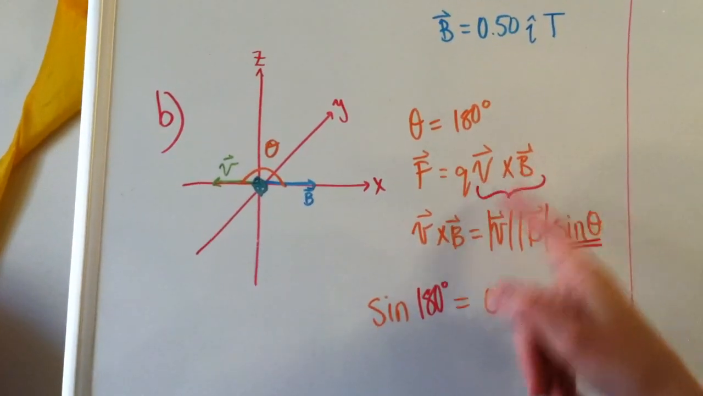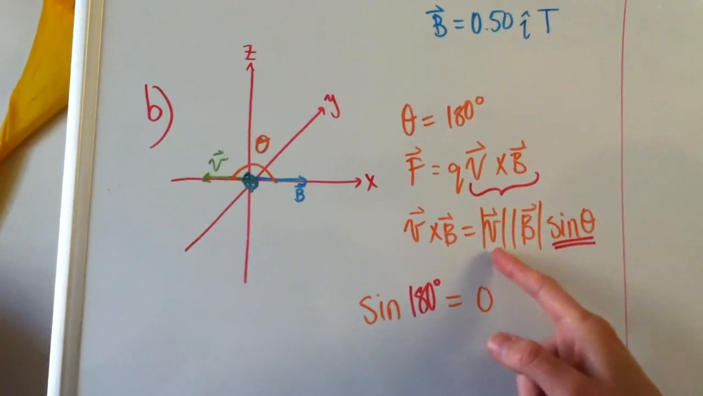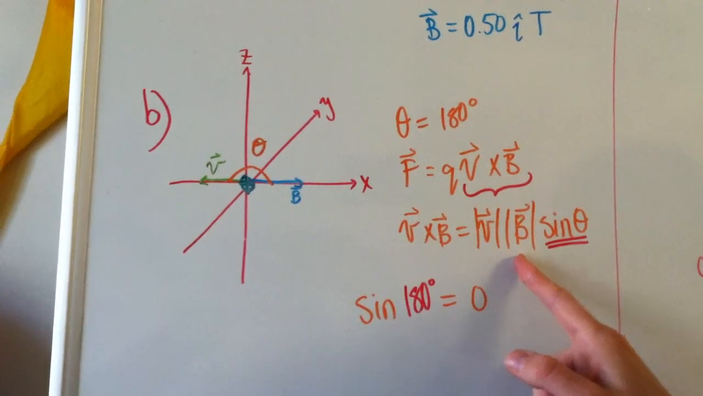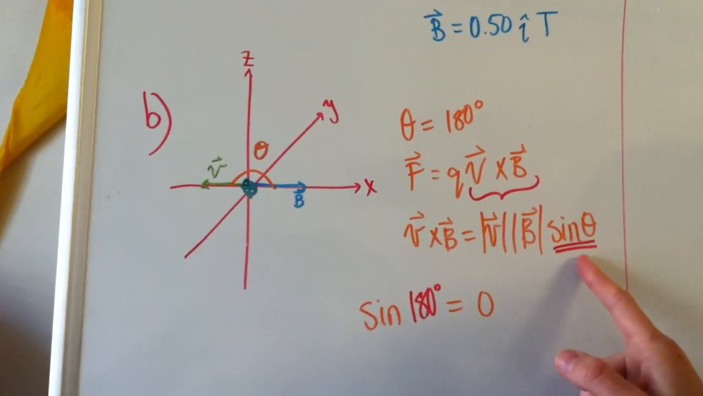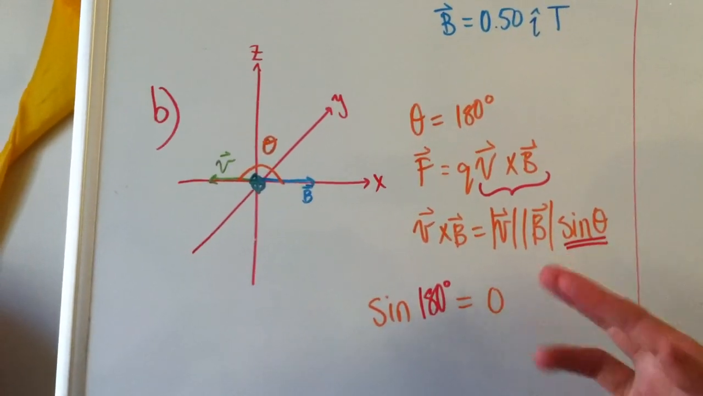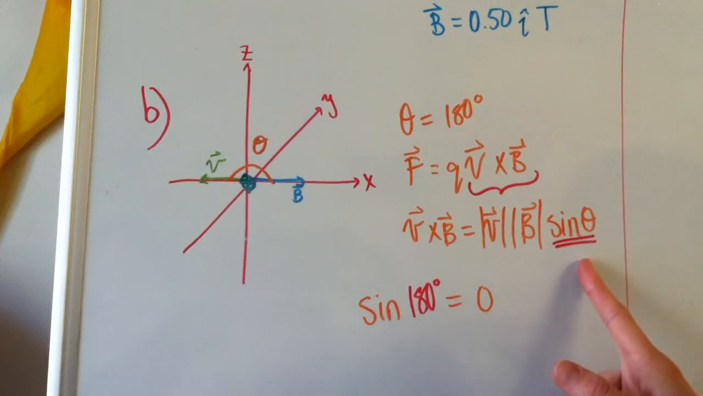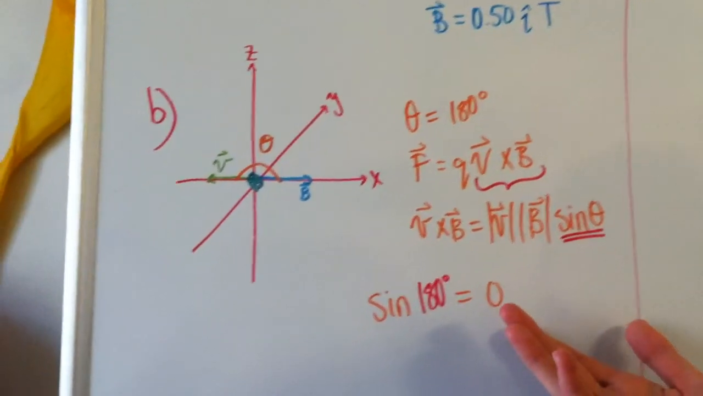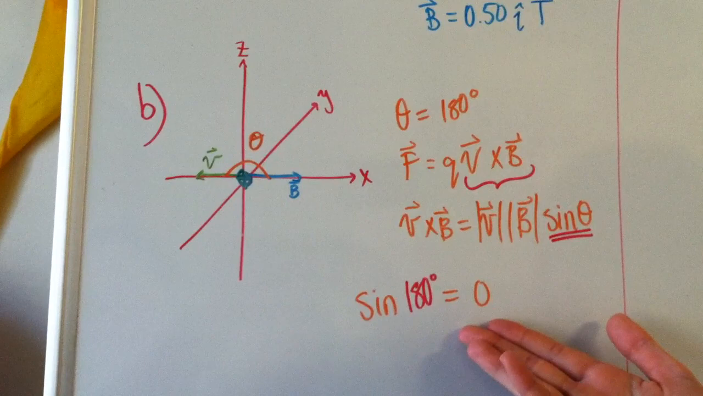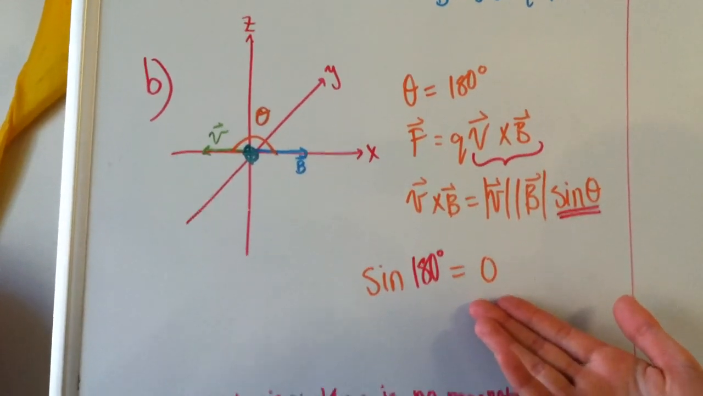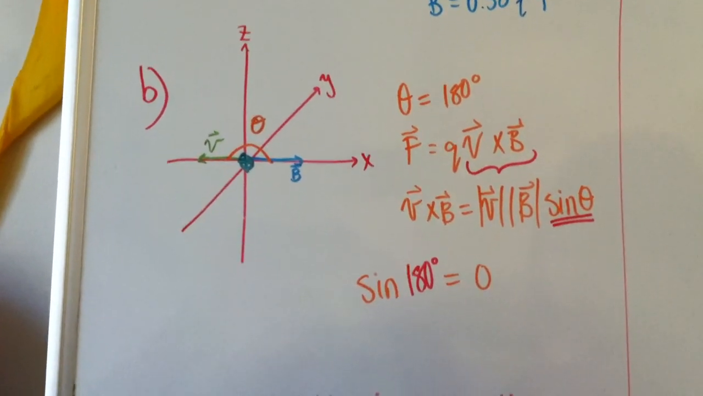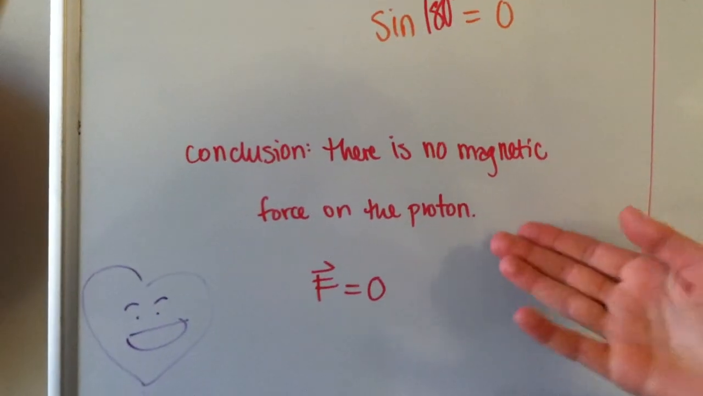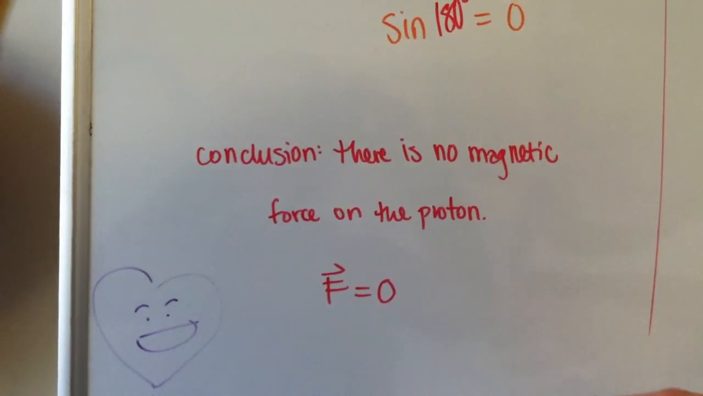Now we look at the cross product, V cross B, which is equal to the magnitudes of the two vectors times the sine of theta, where theta is the angle between the two vectors, which we already determined was 180 degrees. But now, of course, the sine of 180 degrees is 0, making the conclusion that there is no magnetic force on the proton, F equals 0.